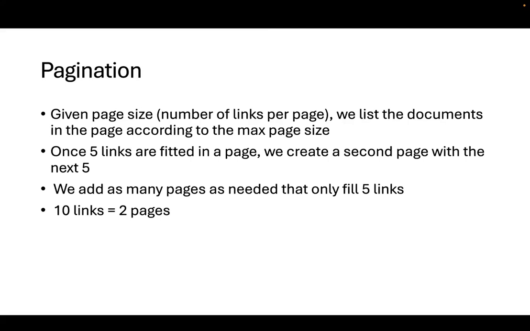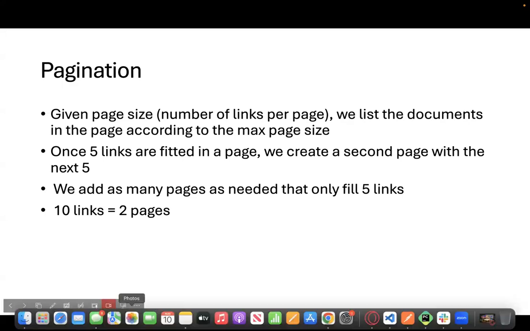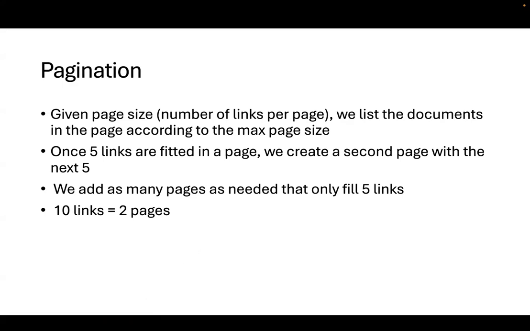And for pagination, given we have 10 links, we'd want 5 links on each page. So we just list the documents in the page according to that max page size. 5 links fit in 1 page, and then with the remainder, if it's equal to or less than 5, we just put it all in a second page, and if it's more, then we create a third page for the remainder.